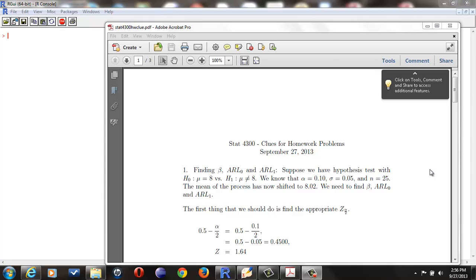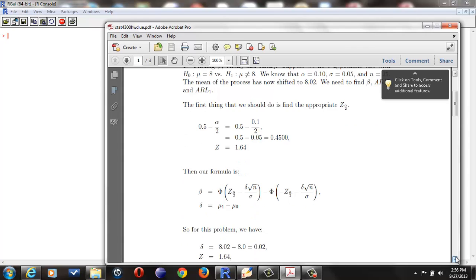And the first thing that we need to do is find the appropriate z at alpha over 2, which is our lead-in on our formula. So we're going to take 0.5 minus alpha over 2. And that's going to give me 0.5 minus 0.05, or 0.4500. Okay, that's a probability. You look at the z table in the middle, find the entry closest to that, and you'll get the 1.64.